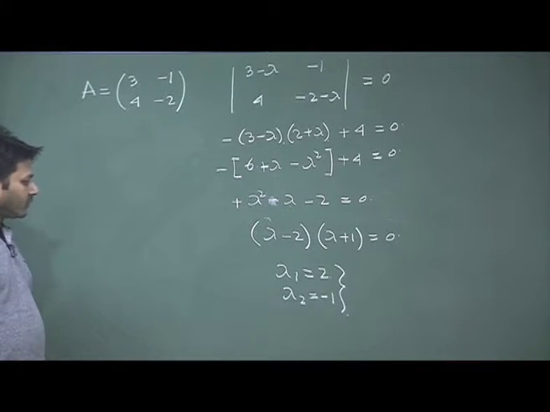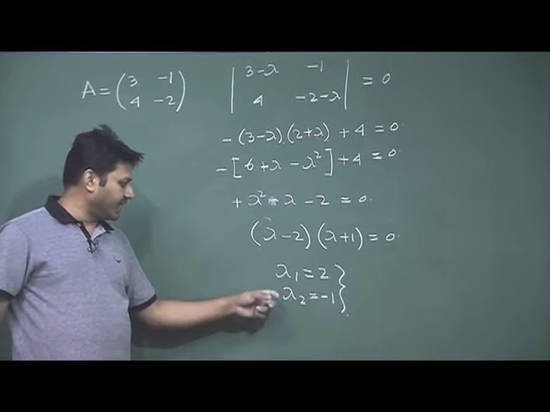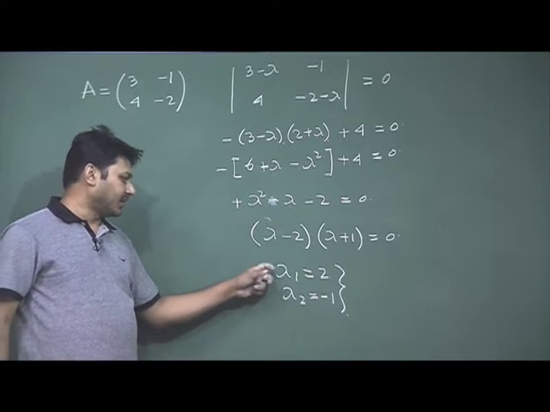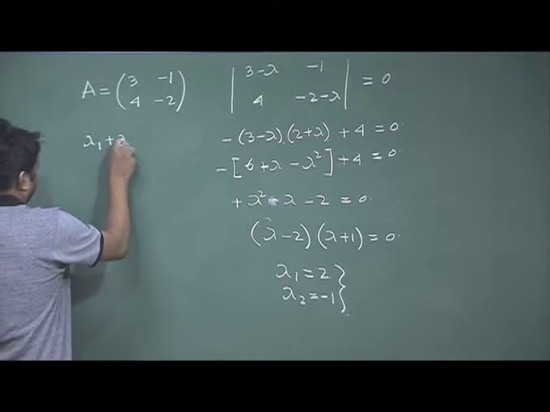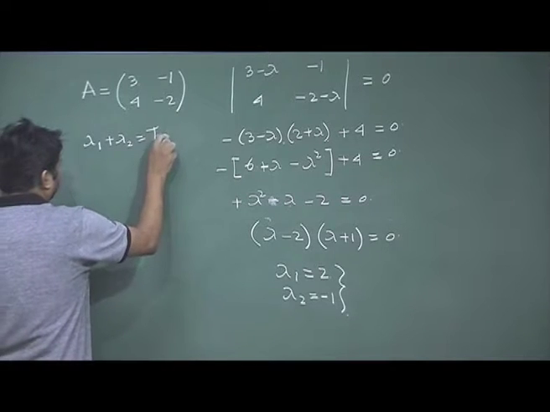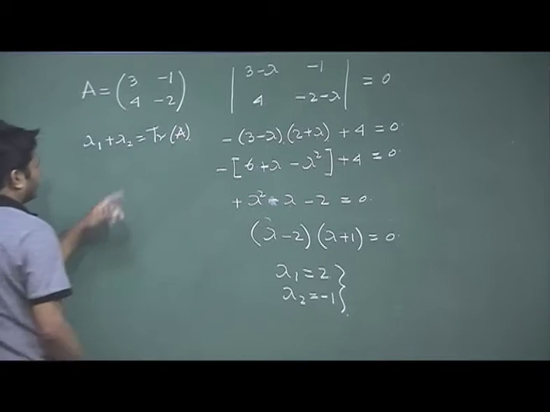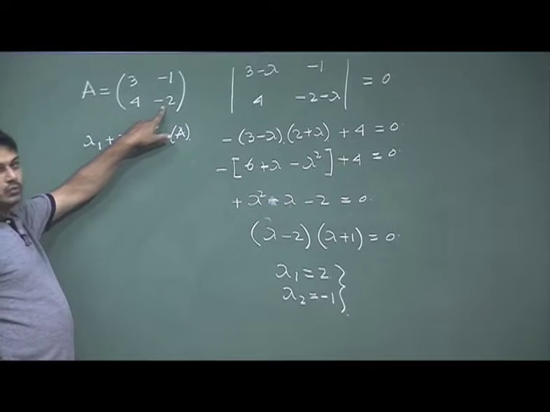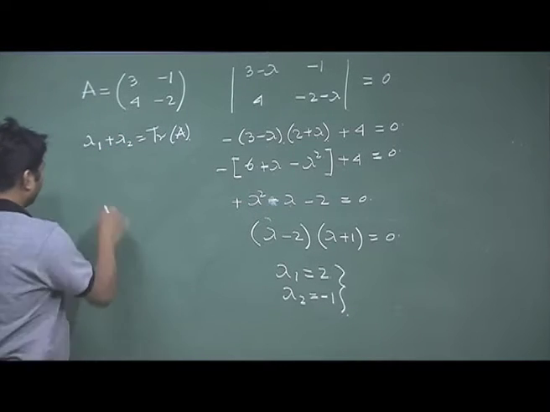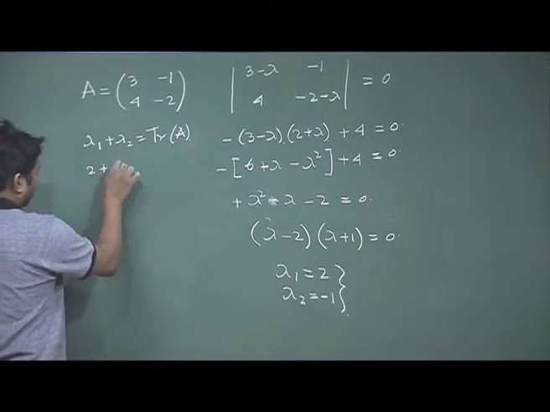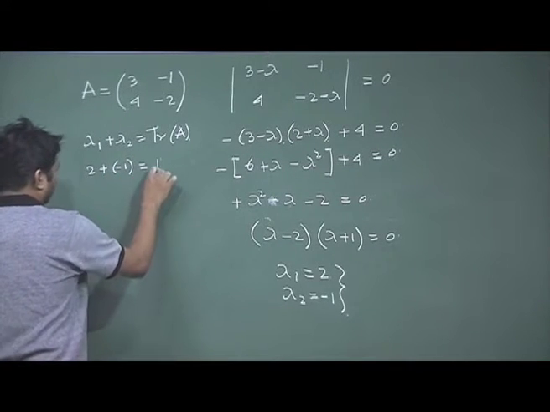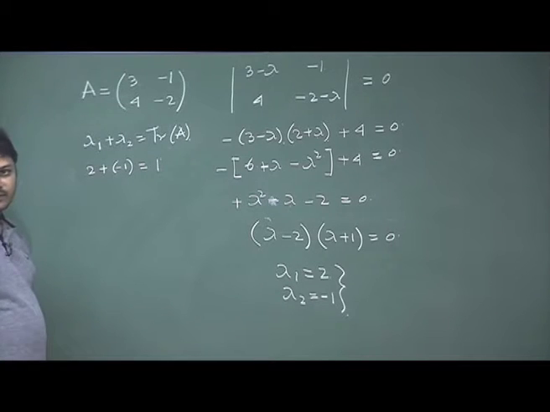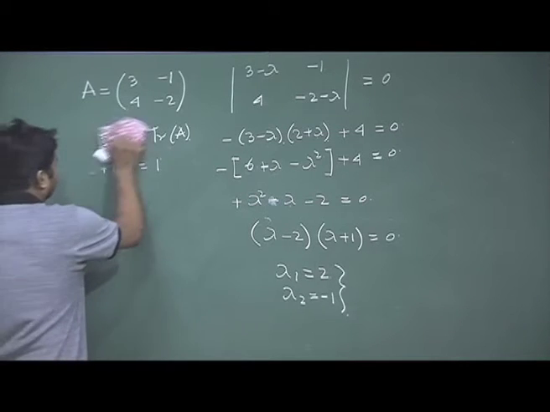Now I am going to cross-check whether the values I am getting are correct or not. Lambda 1 plus lambda 2 should be the trace of A. Here the trace of A is 3 minus 2, which is 1. Lambda 1 plus lambda 2 is 2 plus minus 1, which is equal to 1, the trace of the matrix. So the first thing is correct. The second thing is the determinant. So what is the determinant of A?